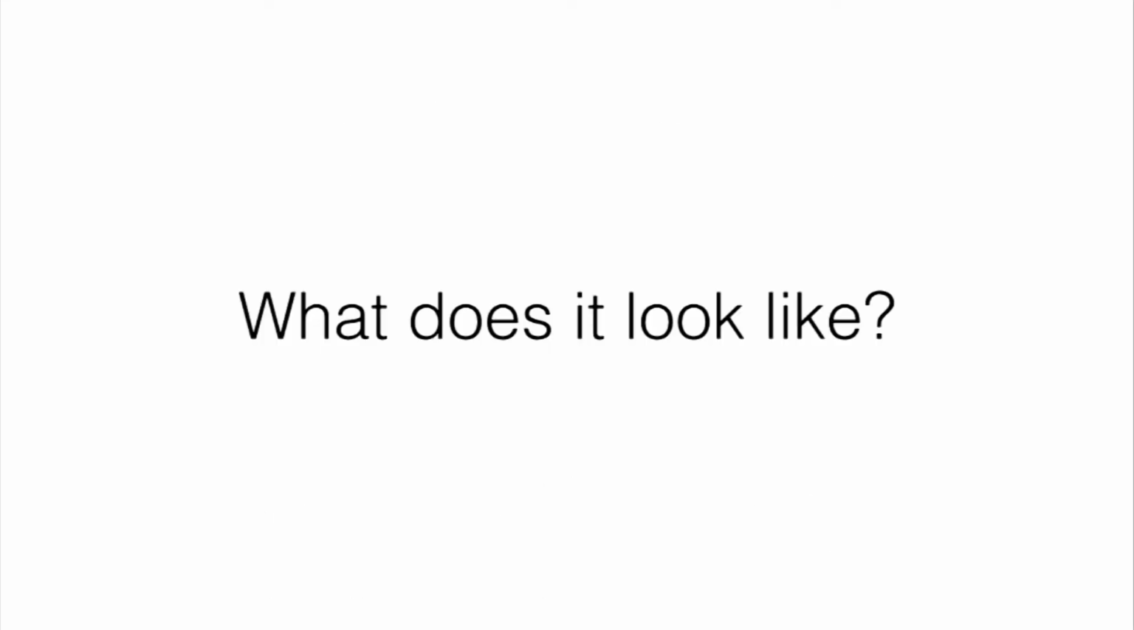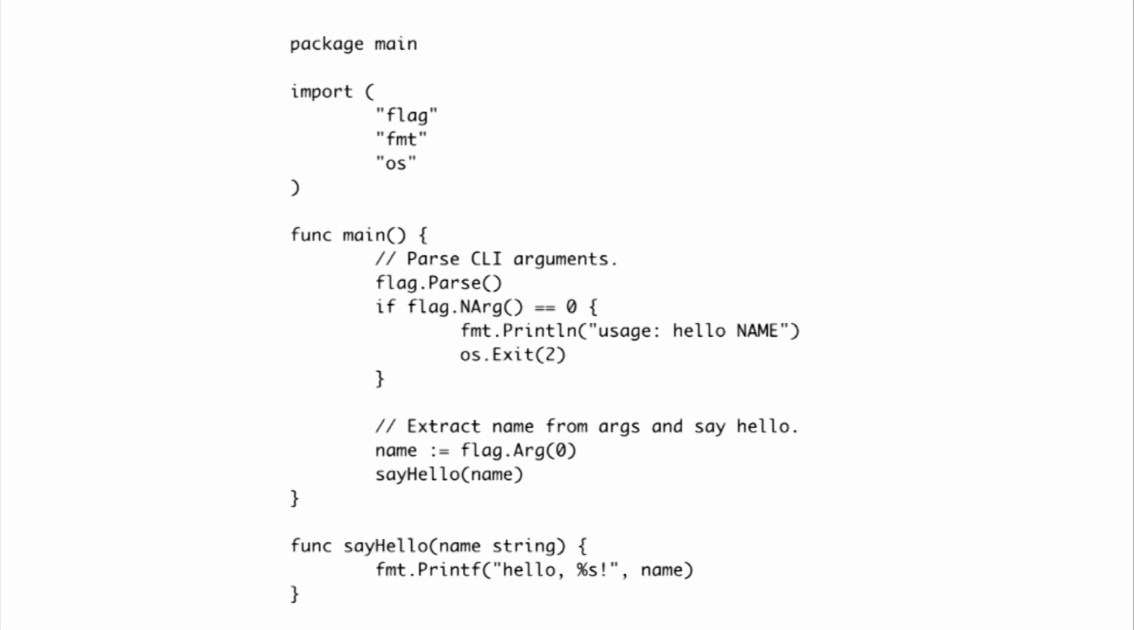OK, so that's a lot of the terminology and a lot of how the stuff works in a theoretical piece. But what does it actually look like? So if we have this program here, it's kind of our hello world program. It's a CLI application. We pass in a name, and then it says hello back to us. So here we'll parse the flags. Then we'll check to see if the number of arguments is 0. If it is, we'll print out and say that, this is the actual usage, and then exit. If it's false, we'll jump down to the bottom and grab the argument, and then we say hello.